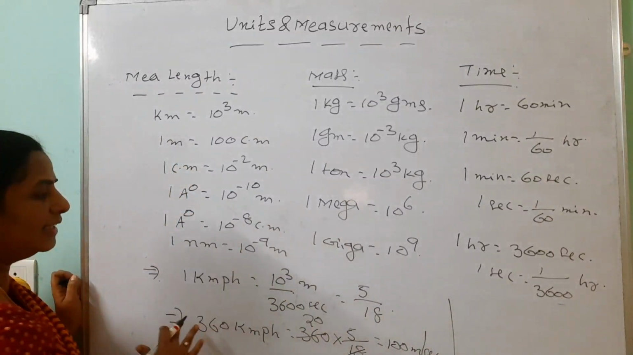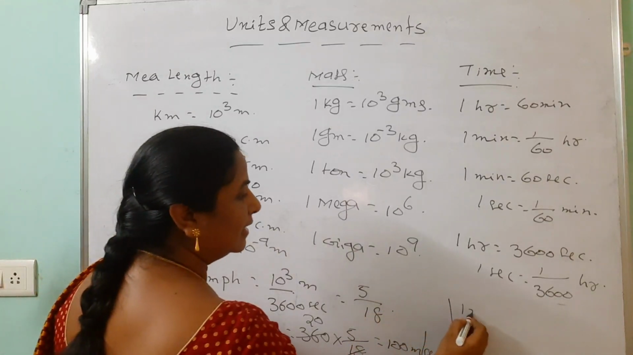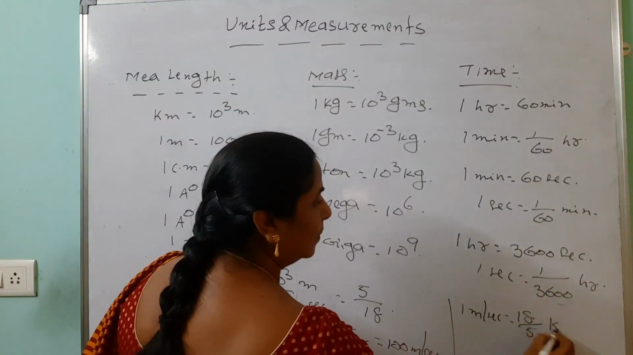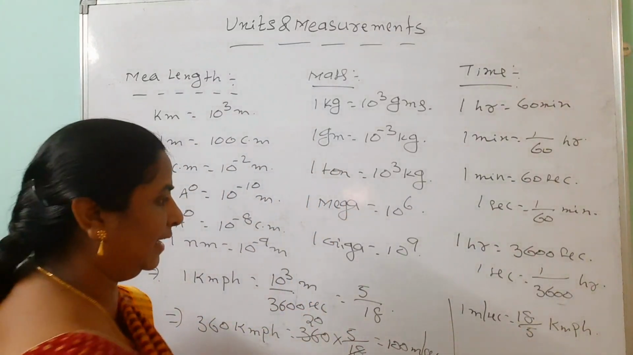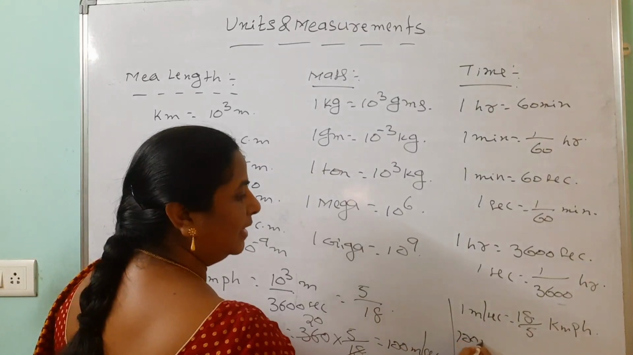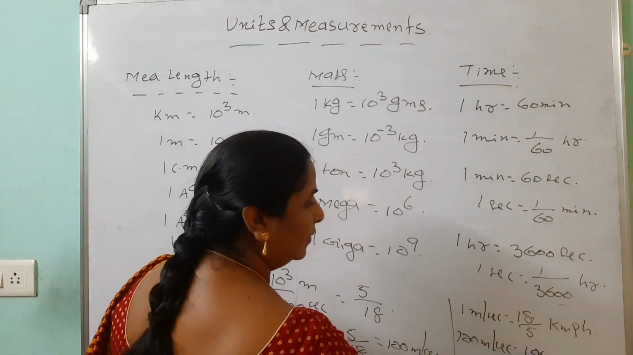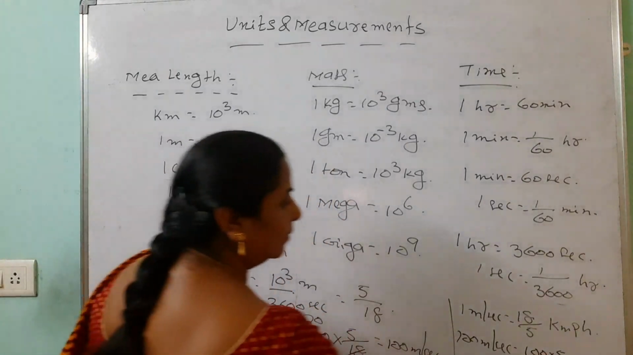When we do the reverse, they give meters per second. What is the relation? 1 meter per second equals 18 by 5 km/h. Suppose we take 100 meters per second. How to convert into km/h? 100 into 18 by 5.